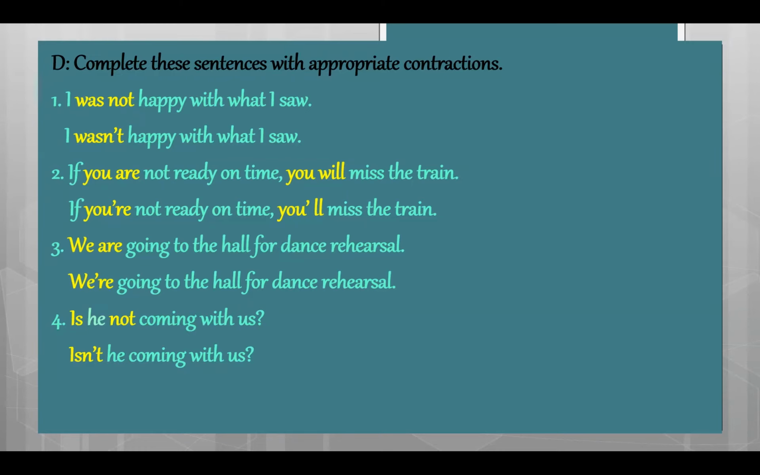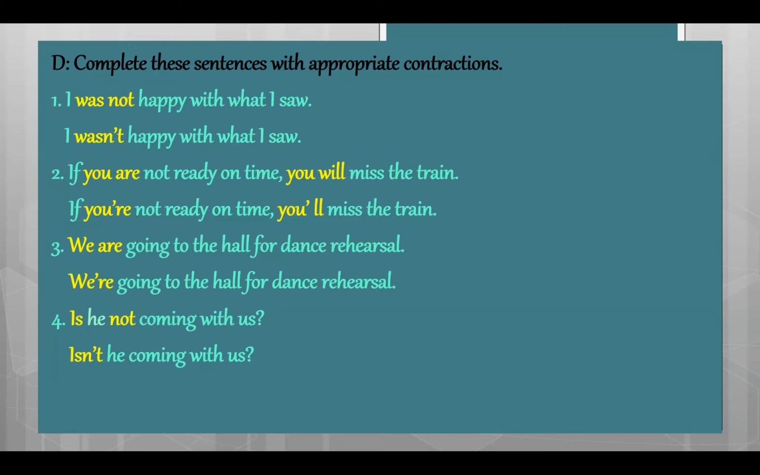Number 2. If you are not ready on time, you will miss the train. Okay, in this sentence you are going to contract you are and you will. And the sentence is like, if you're not ready on time, you'll miss the train. You are becomes you're, you will becomes you'll. Number 3. We are going to the hall for dance rehearsal. And the contracted form of we are is we're. We're going to the hall for dance rehearsal.